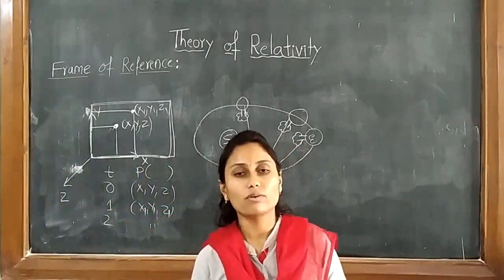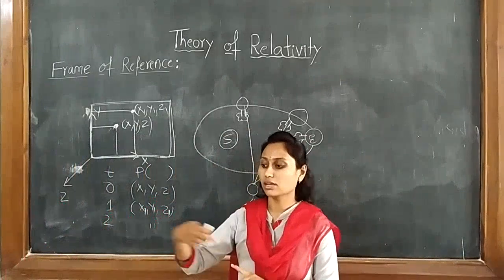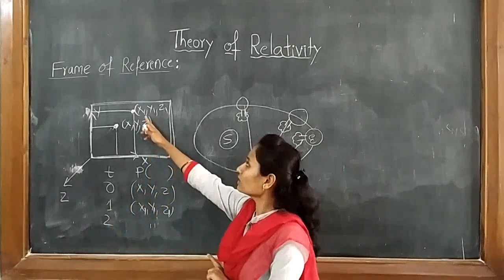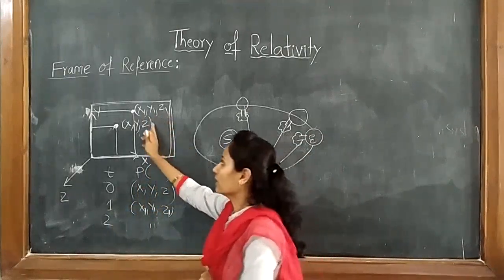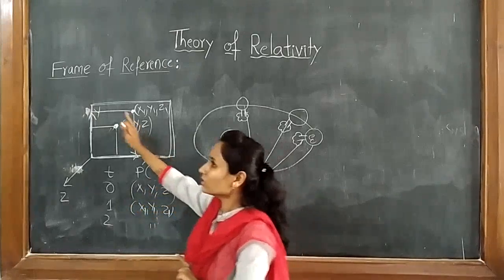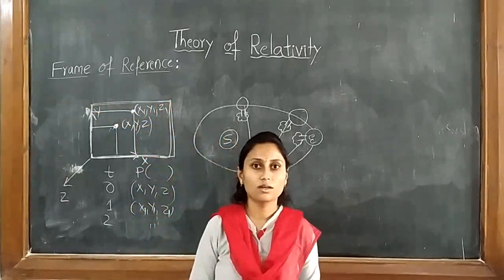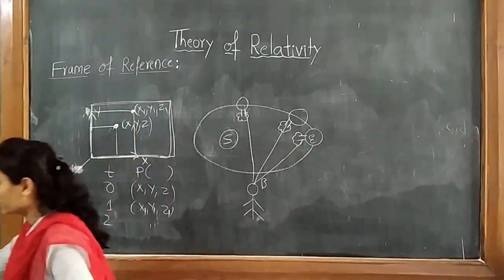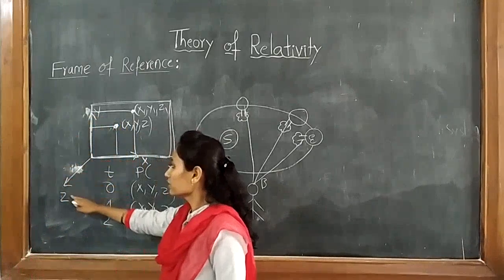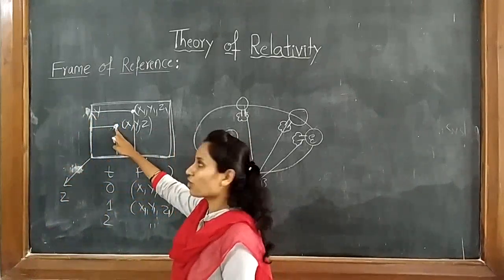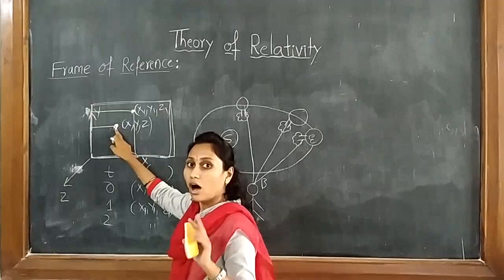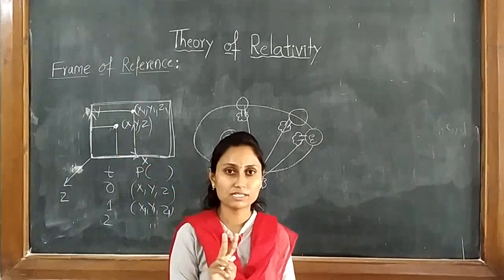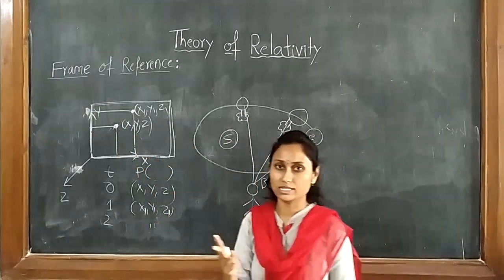So whether the body is at rest or in motion, we will come to know by the position of the body, and the position we define by using these 3 coordinates. That system is called the frame of reference. A frame of reference is a system which defines the position of an object by using how many coordinates? It may be 2 or 3. Sometimes 2-dimensional space is enough and sometimes 3 coordinates are needed.